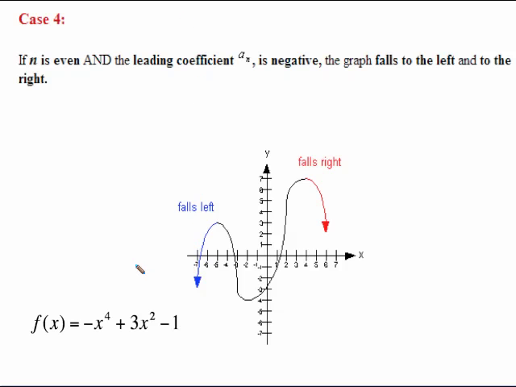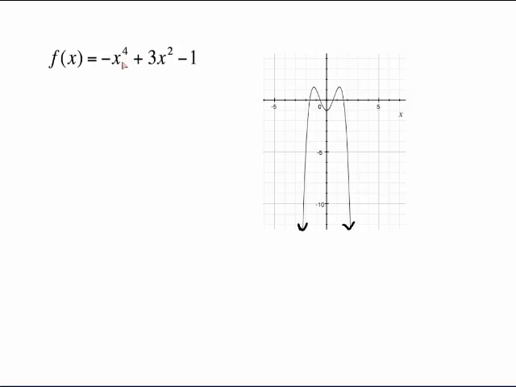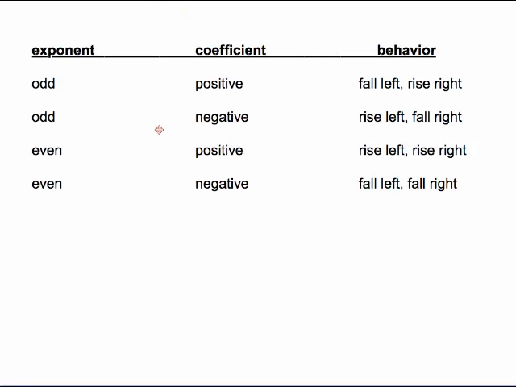So in words, what we just looked at there, if this n is even, the power's even, and you have a negative coefficient, it's going to fall, fall. An even power with a negative coefficient falls both to the left and to the right. So putting all of those together, we've got four possibilities. Exponent being odd with a positive coefficient, it falls left, rises right. Odd exponent, negative coefficient, it does the exact opposite. It rises left and it falls right.